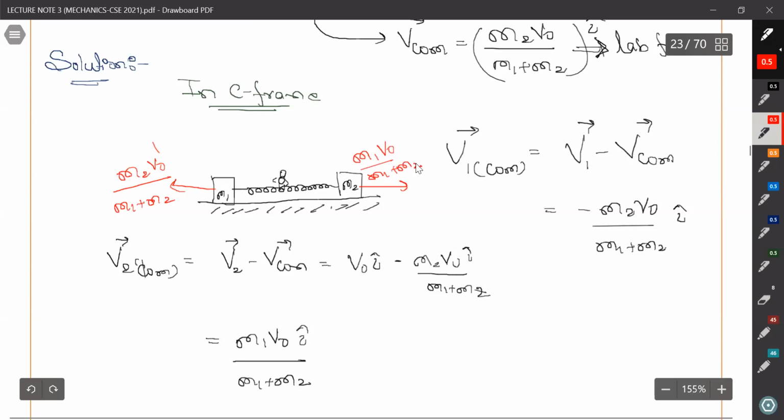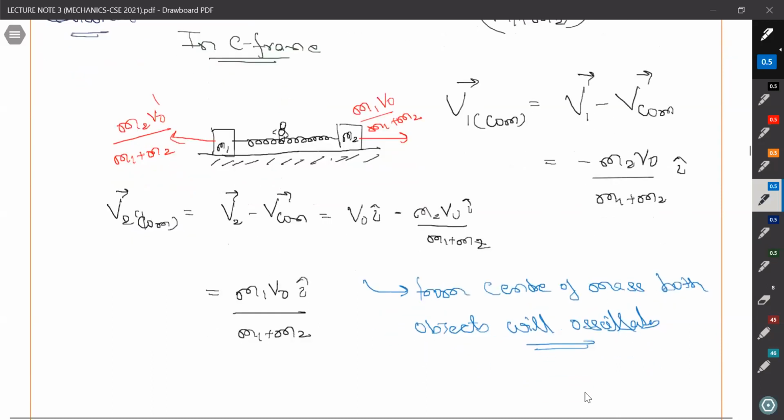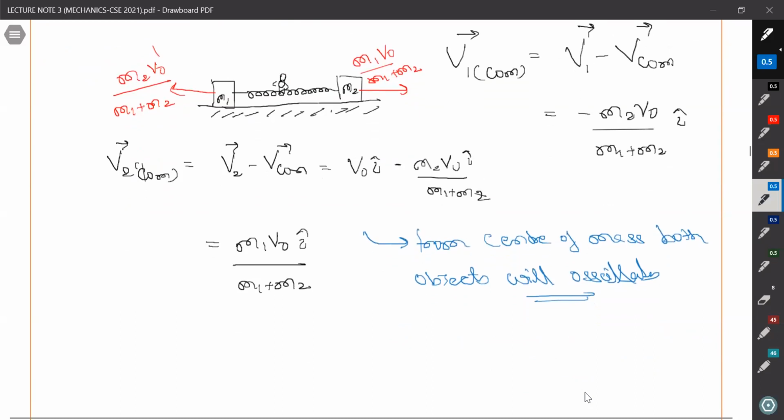So what will the center of mass observe? From the center of mass, both objects will oscillate. What happened? From the center of mass, both particles will try to oscillate. How will it try to oscillate?